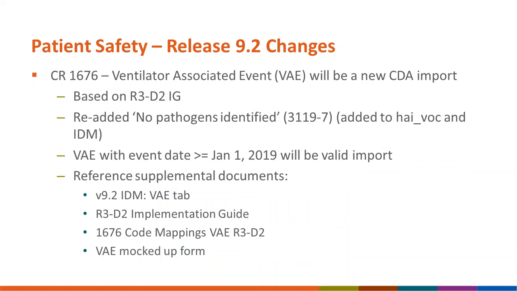Right. CR 1676 is to bring a new CDA import for VAE. VAE will use the R3D2 IG and will be valid for event dates 2019. You may refer to the supplemental documents for additional information. We also re-added the code for no pathogens identified, and it has been added to the HAA VOC and the IDM. Next slide.